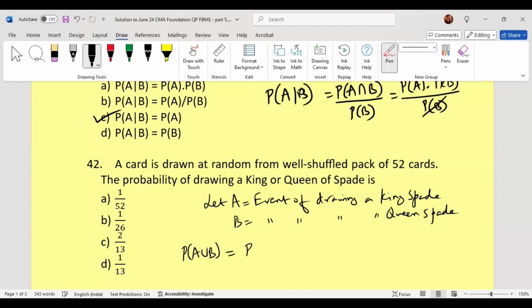Since they are mutually exclusive, we can write P of A plus P of B. There is only one king spade in the entire card pack. So 1 by 52. There is only one queen spade. So it is 1 by 52. So you get 2 by 52. Simplifying that, we get 1 by 26. So the option is B.